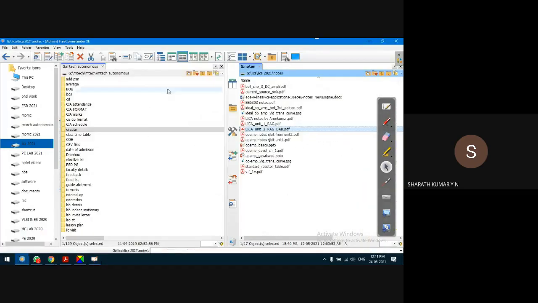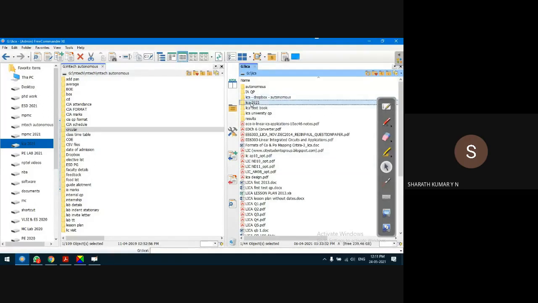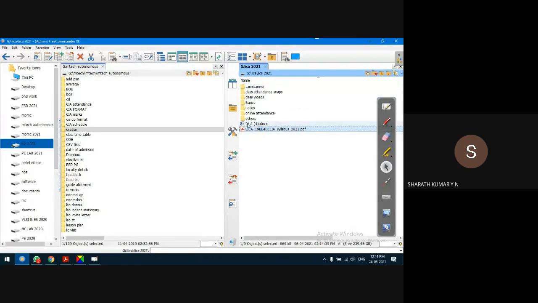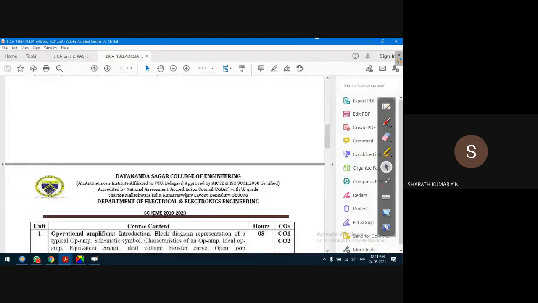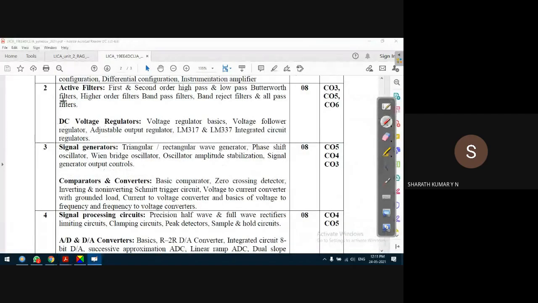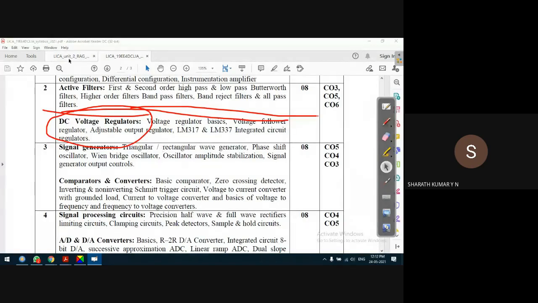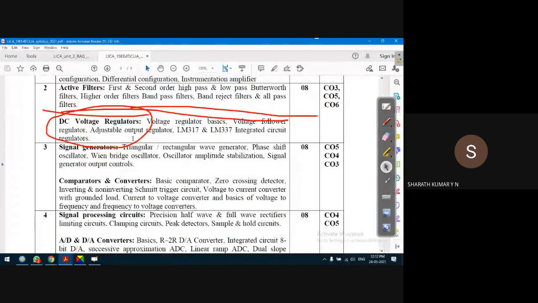With that, that completes the second part of the second module, and then we can start the voltage regulator. This will possibly complete in one class. I'll try to complete the filter part, then we can start with the DC voltage regulator. The DC voltage regulator textbook pages I have also shared in the same file, so that you can refer and study from that.